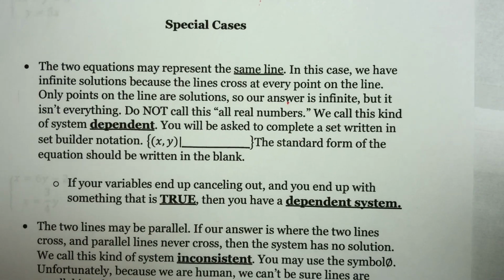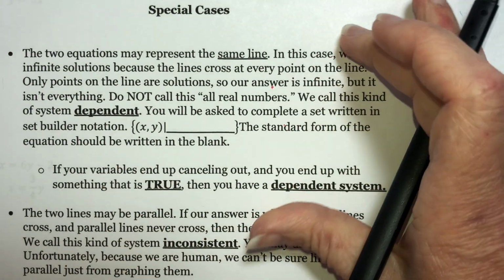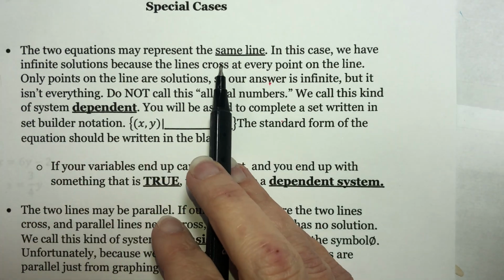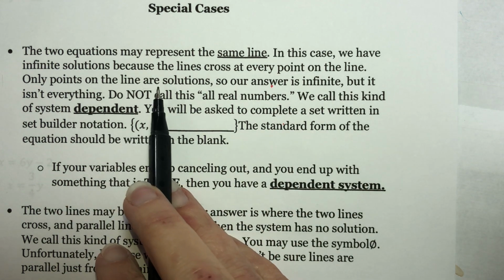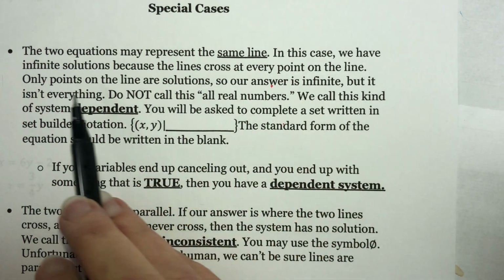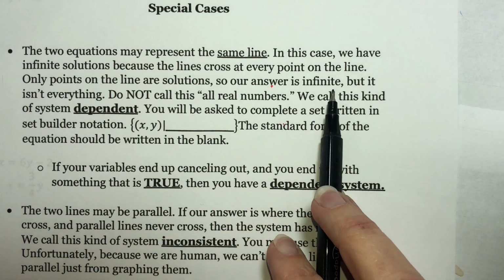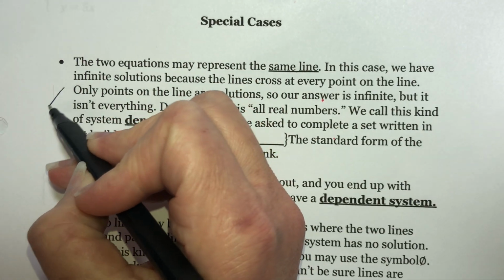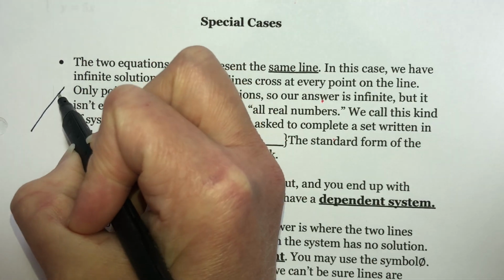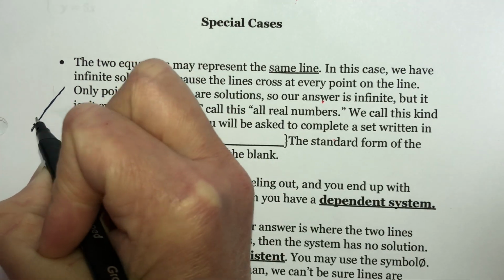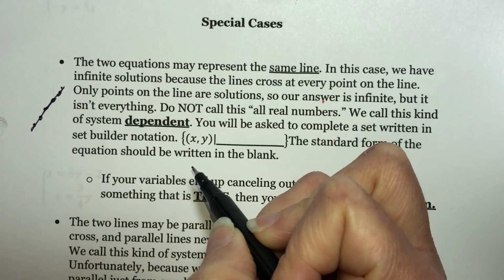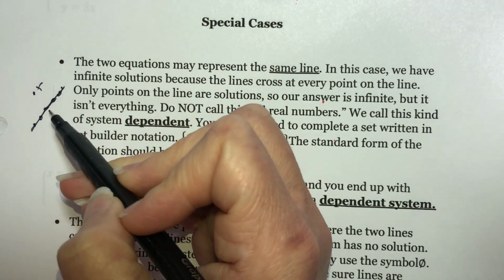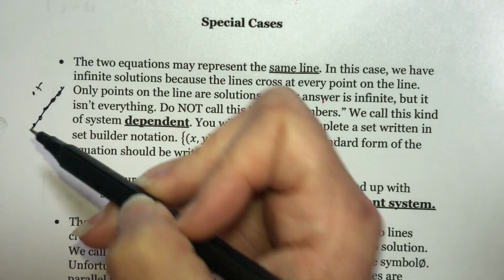Now, I mentioned the first special case. We're going to see how this pops up a lot more, but here's the basics. Two equations may represent the same line. In this case, we have infinite solutions because the lines cross at every point on the line. Only points on the line are solutions. Our answer is infinite, but it isn't everything. Do not call this all real numbers. So basically, if this is my line, and then my second line is on top of it, every single point on this line is a solution, but this point over here is not. So there are infinite points on the line, so we have infinite solutions, but it's not everything.